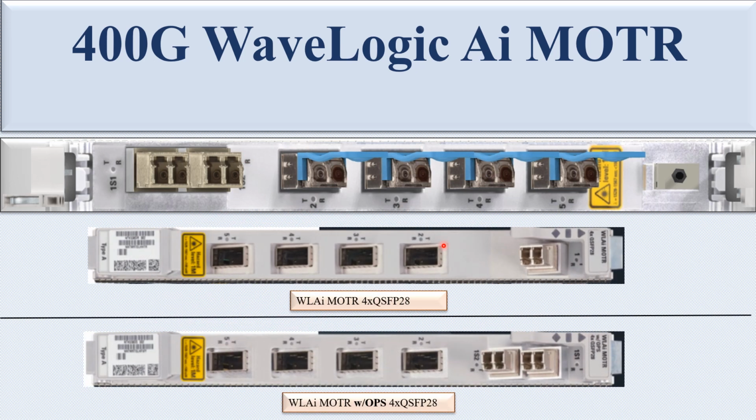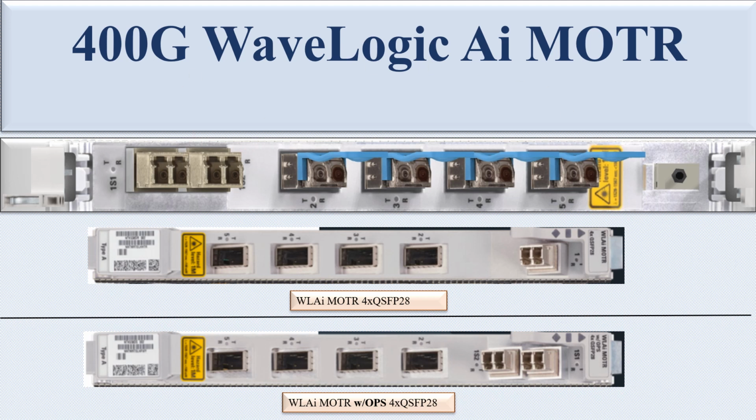There are two variants of the 400G WaveLogic AI MOTR card. The first variant is the WLAI MOTR with 4 x QSFP28, and the second variant includes the OPS, optical protection system. You can see here this is the spare slot which is used for the OPS. The benefit of this OPS is that the card can be optically protected without using any additional hardware. We will discuss this in detail in the next slides.